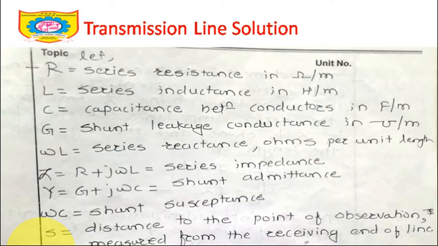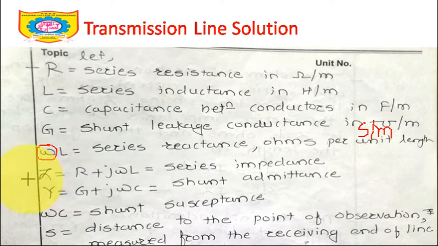Now what are the parameters that we will look after? Capital R. What is this? Series resistance in ohm per meter, series inductance Henry per meter, capital L. C, capacitance in farad per meter. Conductance G in mho, or it can also be represented in Siemens per meter. Siemens is the unit of conductance. And omega L. What is this omega? Omega is the angular frequency. Omega equal to 2 pi f. So series reactance in ohms per unit length, because it is omega L, series reactance.